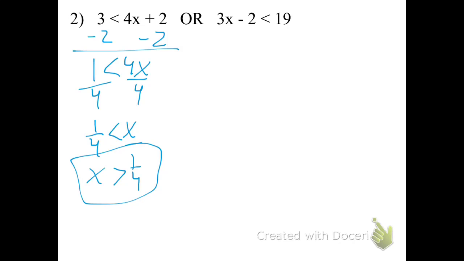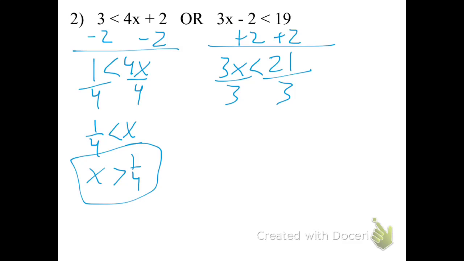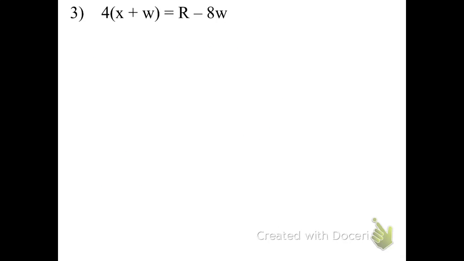That's beautiful. Right one, you got to add 2. Remember, work outside in. So the subtract 2 is farther away from x. So deal with that first by adding 2. 19 plus 2 is 21. Now we got to get x by itself, so divide by the 3. That's with the x. You'll get x is less than 7. And that one's done.